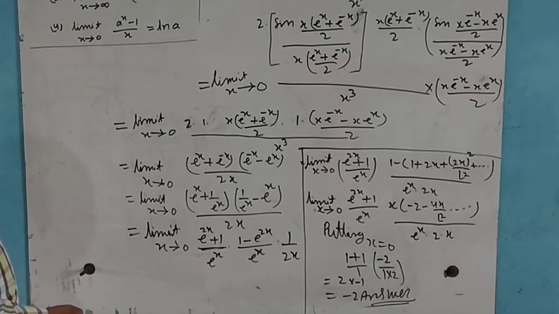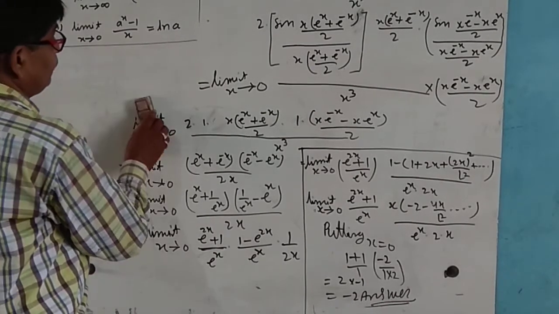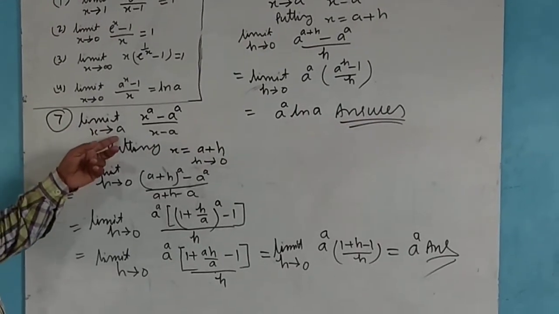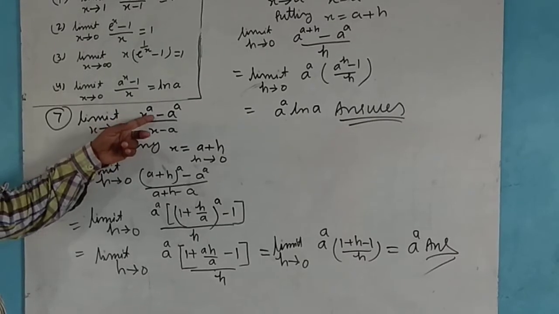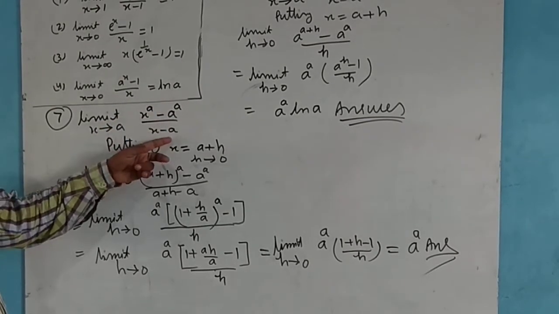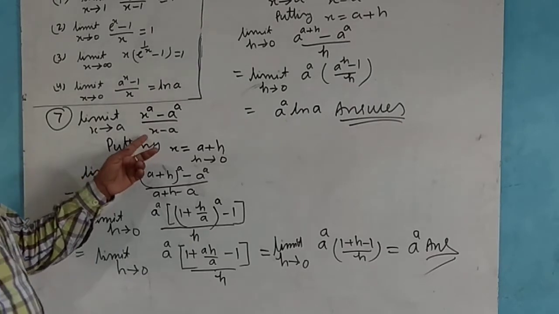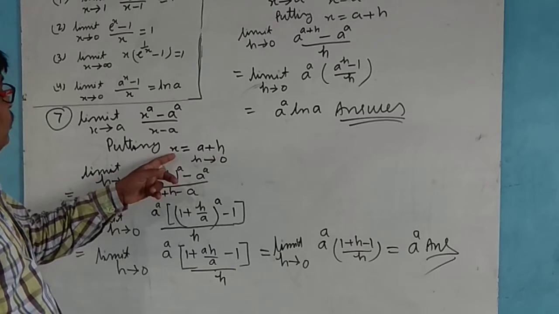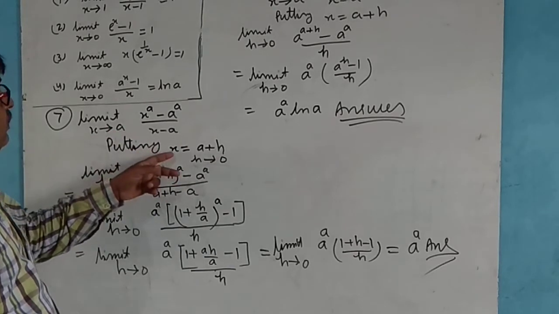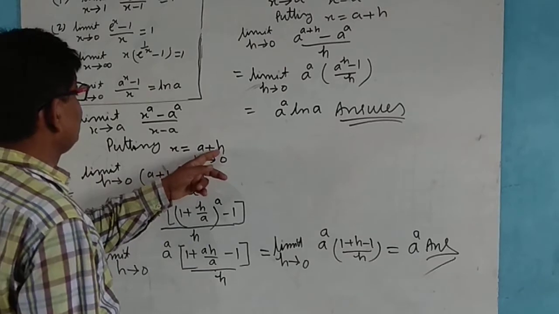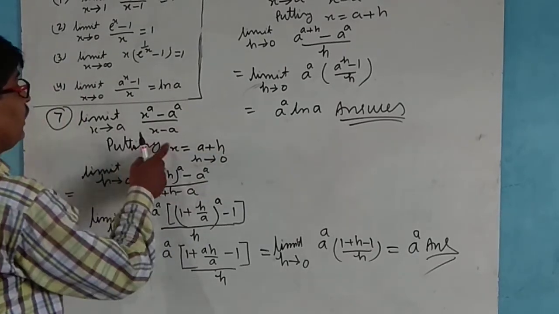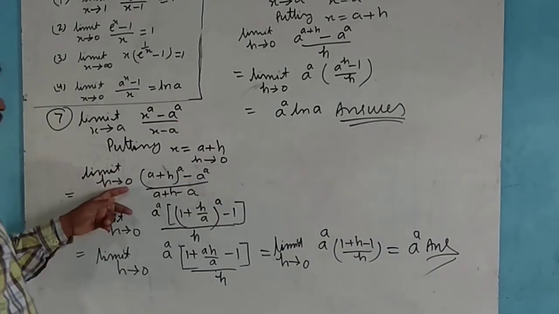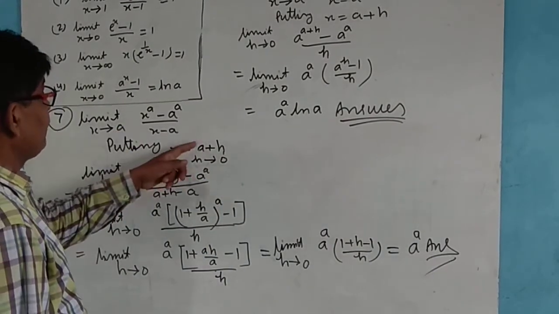Now we take the next problem. Now seventh problem: limit x tends to a, (x to the power a minus a to the power a) divided by (x minus a). Putting x equal to a plus h, so x tends to a means h tends to 0, limit h tends to 0, and x power a becomes (a plus h) to the power a.